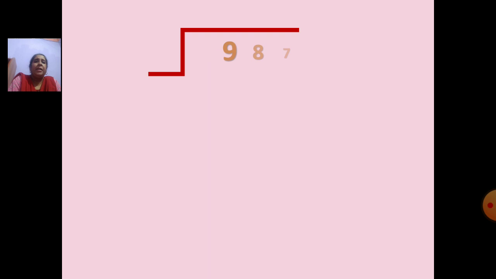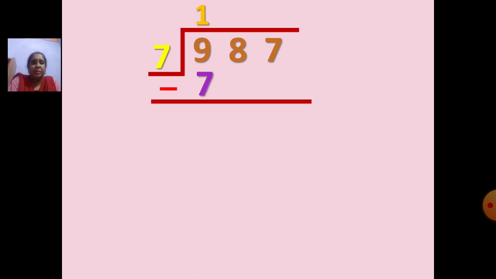987 divided by 7. Now the number in the hundreds place is 9. The divisor is 7. So you will take one number first, because 9 is big, 7 is small. So you can take one number here. Say the table of 7. 7 ones are 7. 7 is less than 9. So you will write 1 up, 7 down. Draw the line, put the sign of minus. 9 minus 7 is how much?